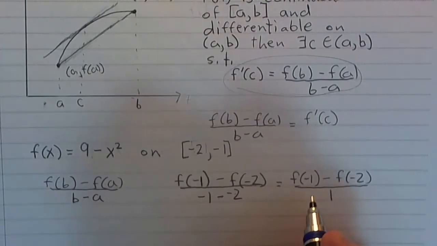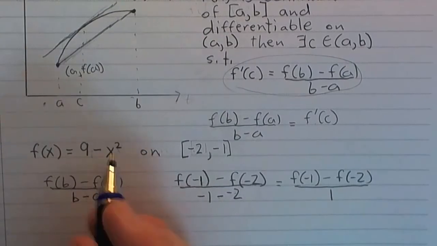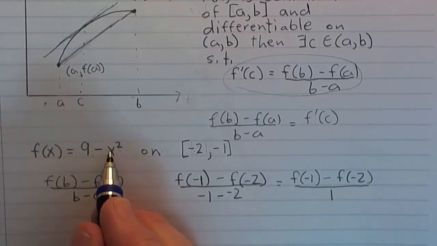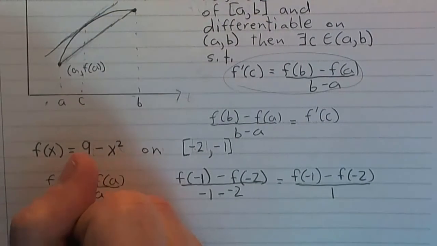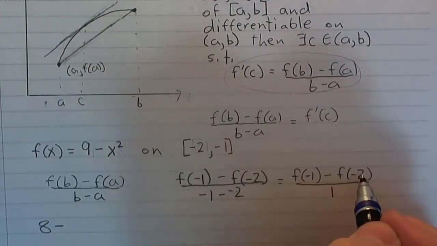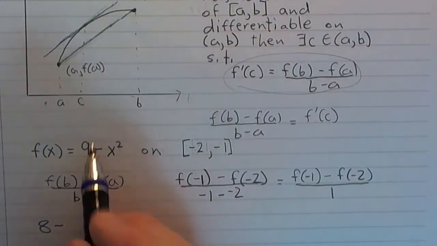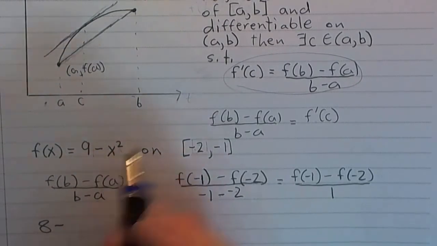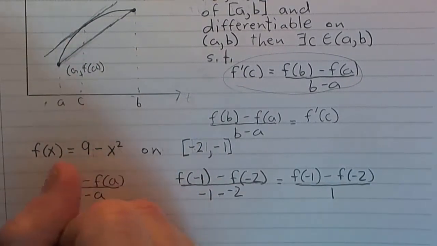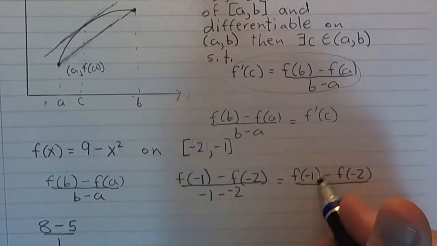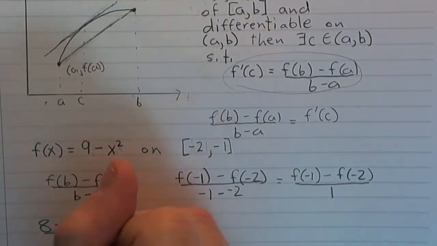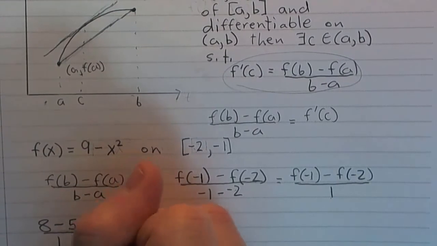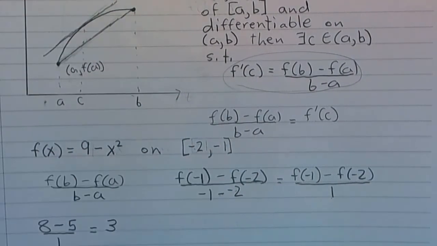Okay, now f of -1, well, this is just 9 minus 1, so that's 8. So here we go. We've got 8 minus, now let's see here, f of -2, that's 9 minus 4, so that's 5. So this is just 8 minus 5 over 1. Okay, good. So that's just going to be 3. That's just 3.